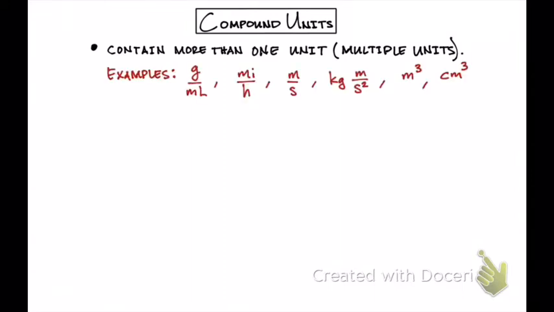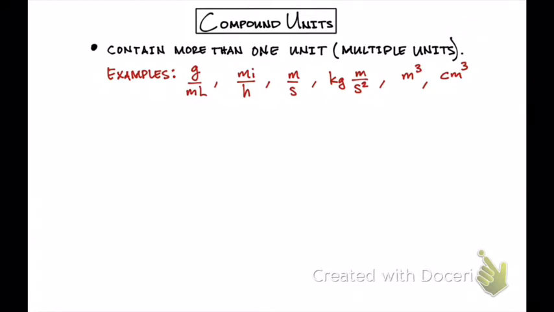Here are some examples. So you can have grams per milliliter, which is the unit for density. You can have miles per hour, unit for speed, meters per second, also for speed or velocity. Kilograms meters per second squared is the compound unit for force. This is also equivalent to Newton if you've taken physics before. You can also have compound units such as cubic meters or cubic centimeters. All right, so they all contain multiple units.